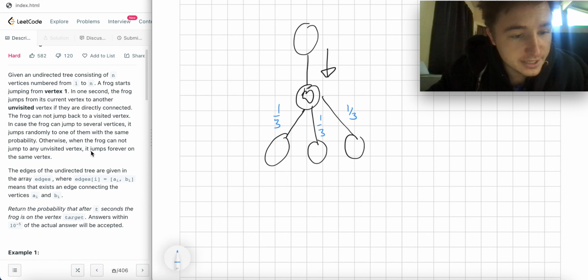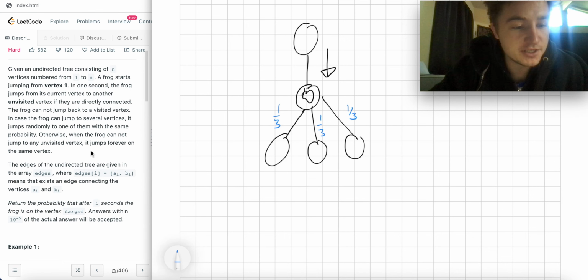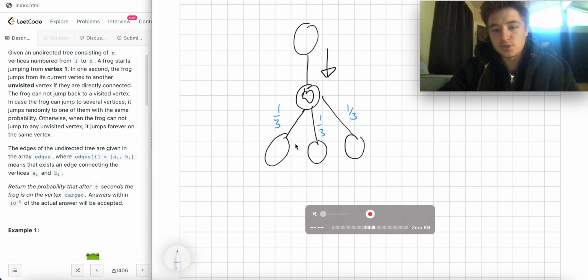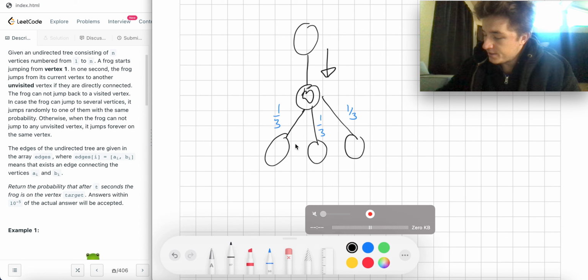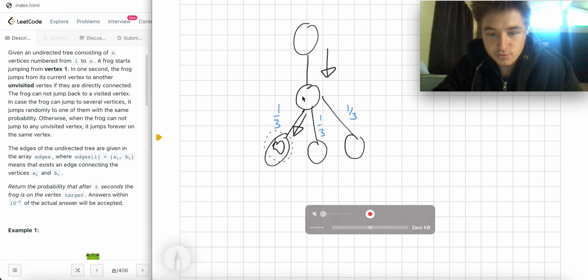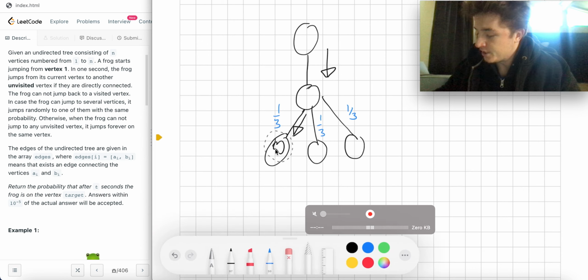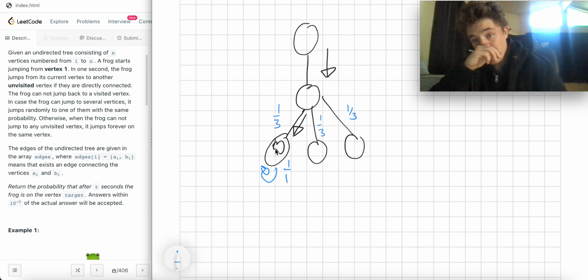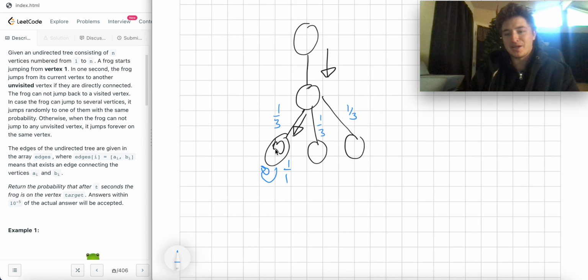Otherwise, when the frog cannot jump to any unvisited vertex, it jumps forever in the same vertex. So if we imagine that this was the whole tree, and the frog went down this link and was now here, well, it's already traversed this node. So if it's here, it can only stay here, with 100% probability, with 1 out of 1 probability. It's going to stay in this state. That's something we have to think about, because usually you're somewhere, you're not somewhere.